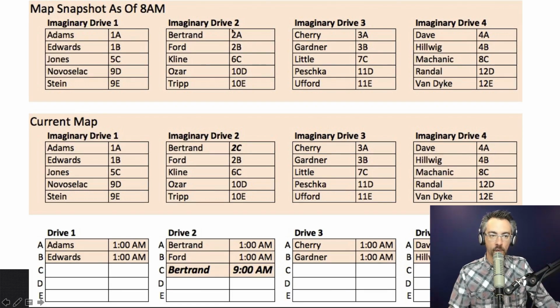So now I have one map showing where everyone was an hour ago, and then another map showing where they are right now. I kind of have a backup of my data and a current copy of my data without taking twice as much space.